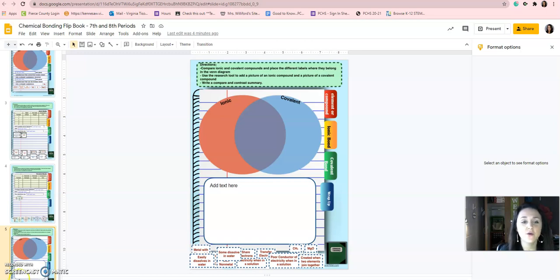Hey guys, now we are going to compare ionic and covalent bonds together. So you've learned what an ionic bond is, between a metal and a nonmetal. You've learned what a covalent bond is, between two nonmetals. You've learned that covalent bonds share their electrons and ionic bonds transfer their electrons. So the big thing to remember is ionic bonds have a metal in them.